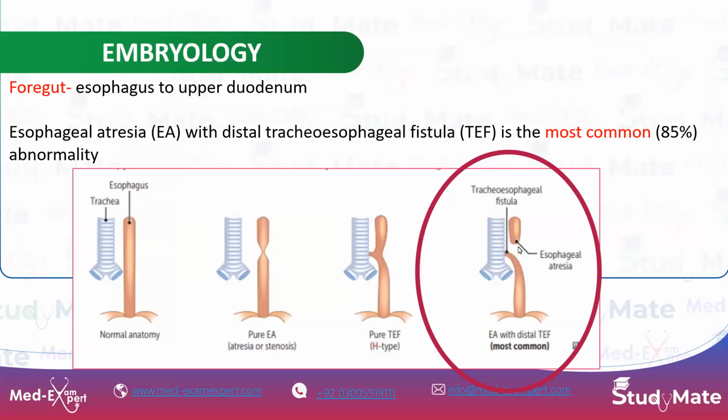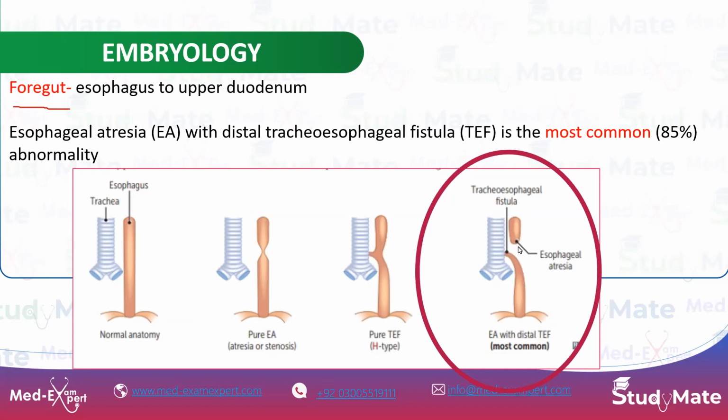So starting from embryology of esophagus, esophagus is a part of foregut. We have basically three parts of gut in embryology: foregut, midgut, and hindgut. So esophagus is part of foregut. Foregut is from esophagus to upper part of the duodenum. If we look at the normal anatomy, you can see that trachea and esophagus go side by side. Both have their own pathway, the windpipe and the food pipe.